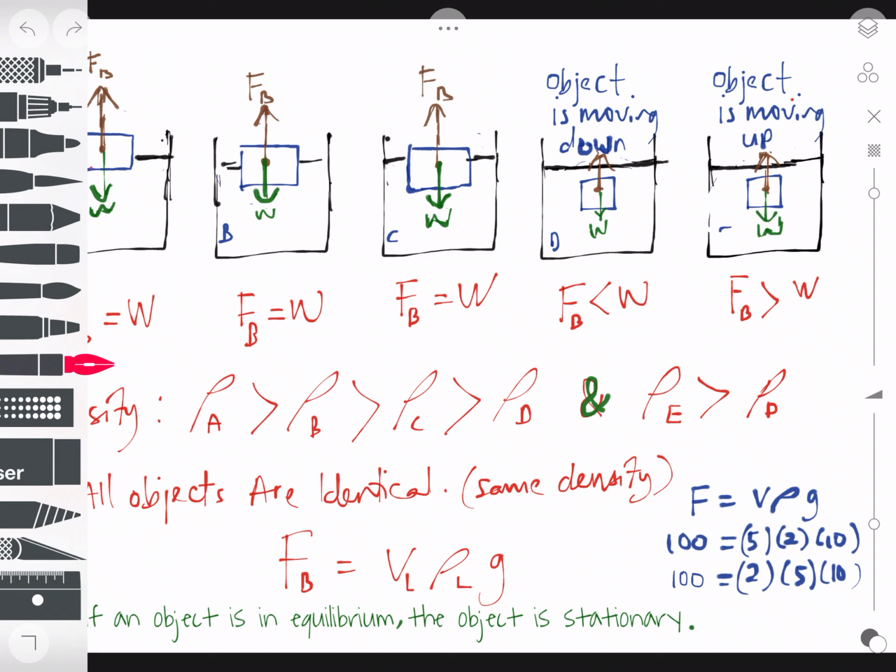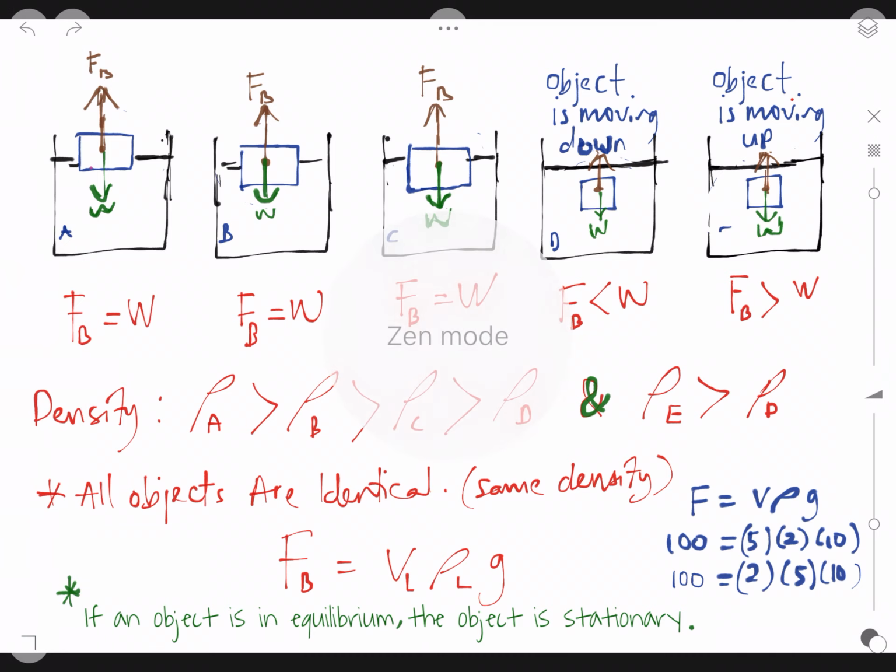Because you can see in this situation the object is moving down. This means that buoyant force for liquid D is less than weight. Weight is bigger. That's why the object is moving down.